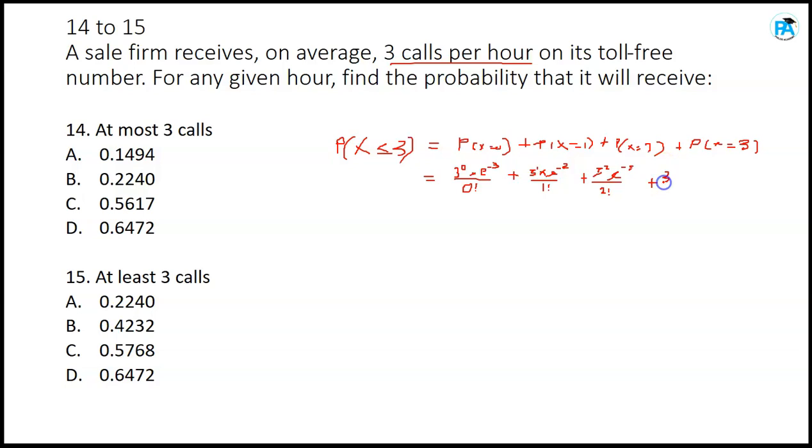Then you go to the next one. Our x is now 3, right? So mean exponent 3 times e exponent negative 3, negative mean, our mean is 3, all over x factorial, our x is 3 here. So you solve this on your calculator just as you do the previous one. When you calculate this, you get what? Let me mention them to you so that you just write them. When you calculate the first one, you get what?